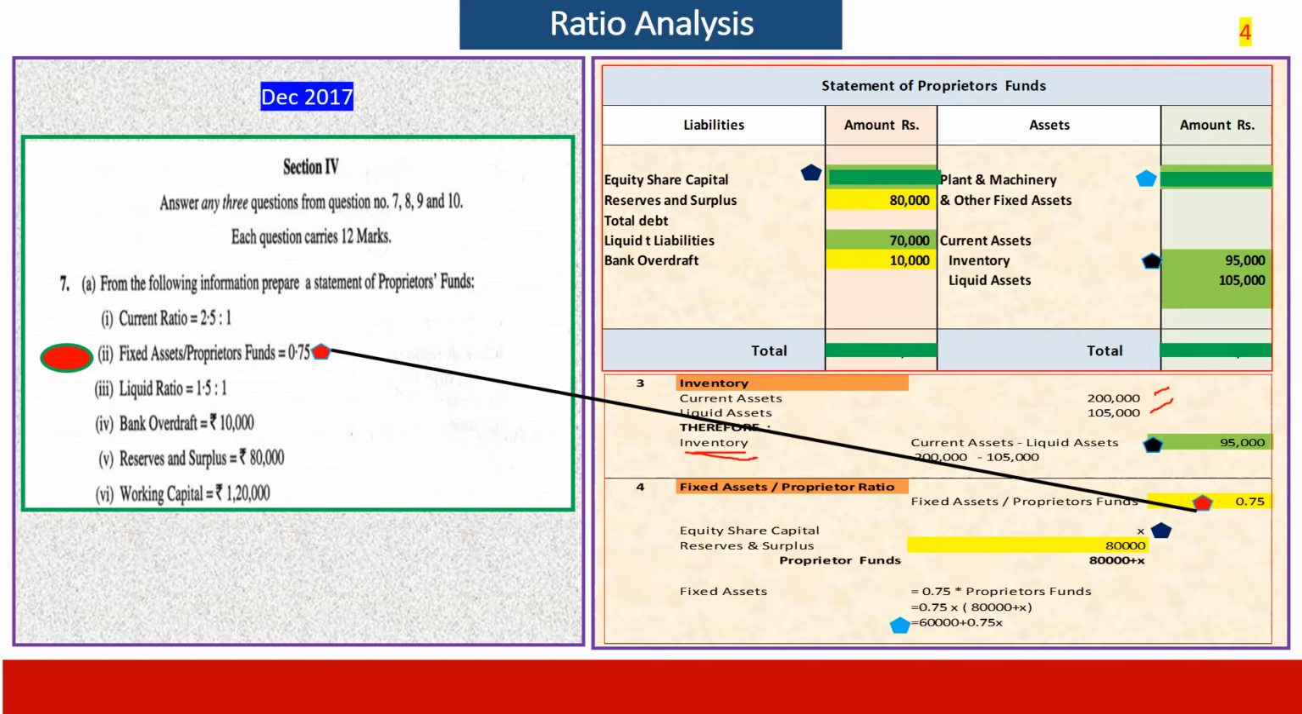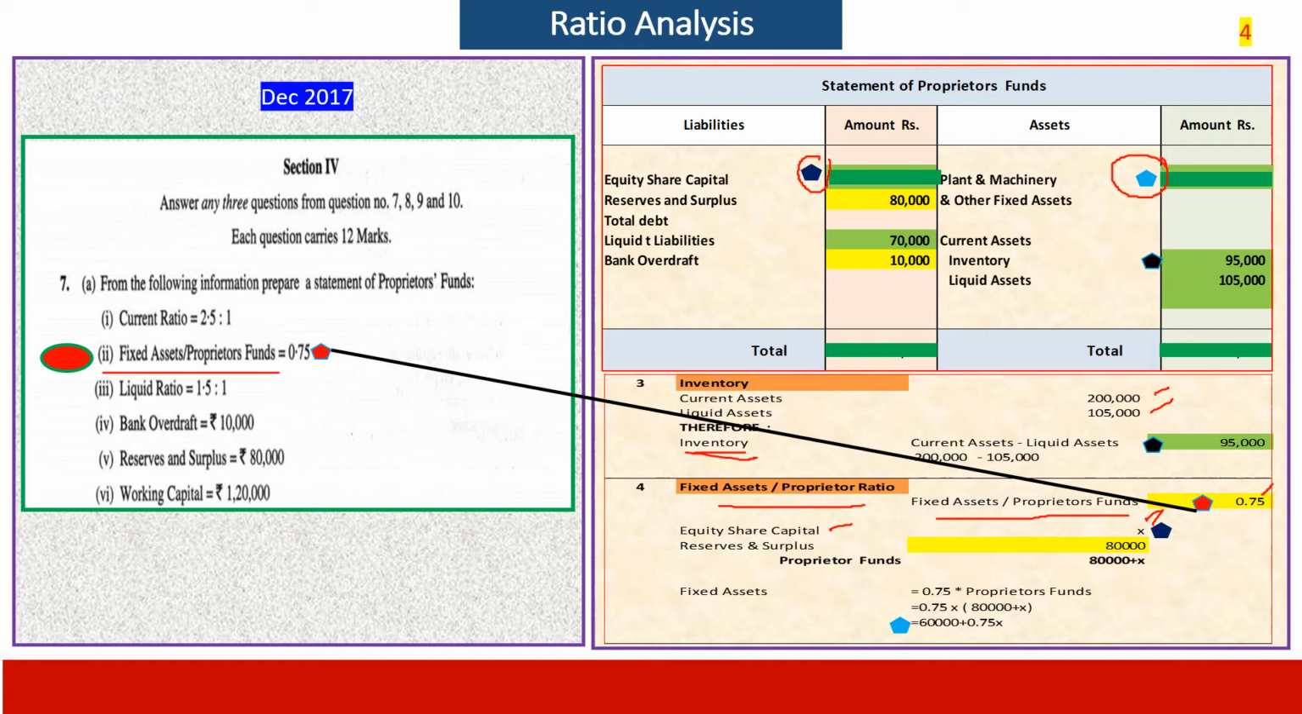Then comes this particular item which we had left. We have kept it at the end. What does it state? Fixed assets divided by proprietors funds is equal to 0.75. Now you have to note one specific thing here. There are two things missing. Equity share capital is missing. Fixed assets, plant and machinery and other fixed assets, which is missing. When there are two items missing, we have to presume one as a constant.